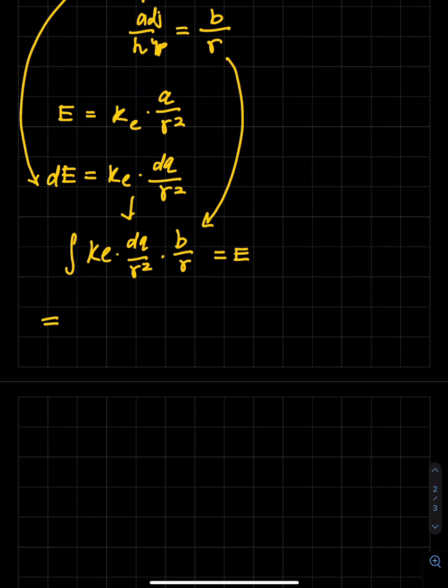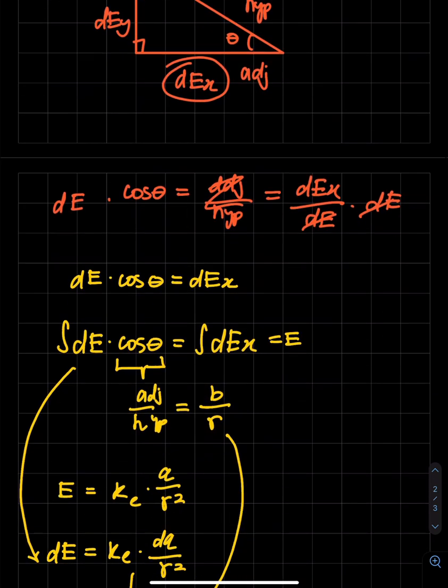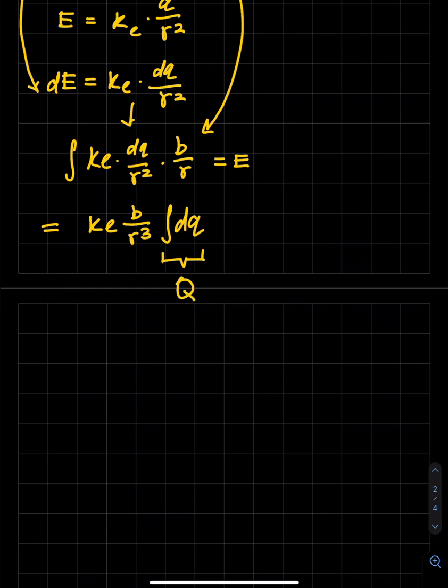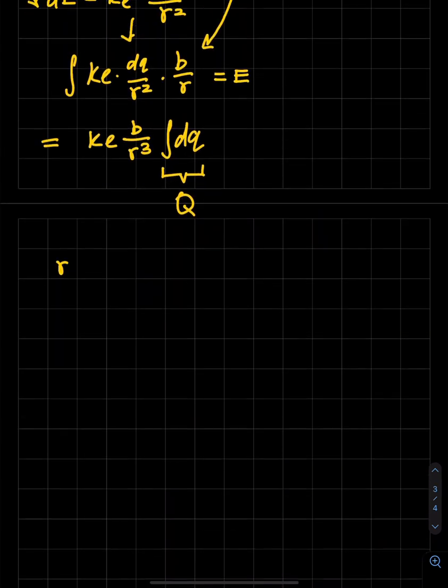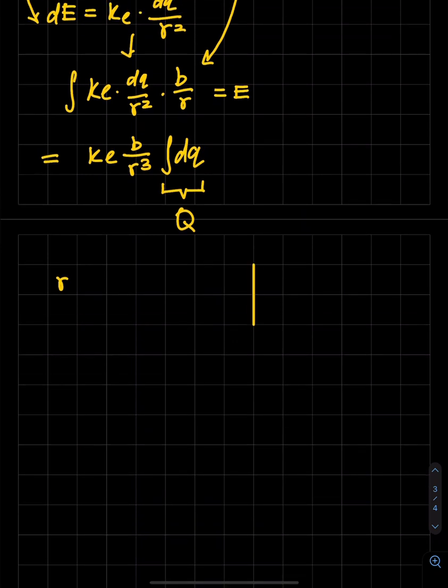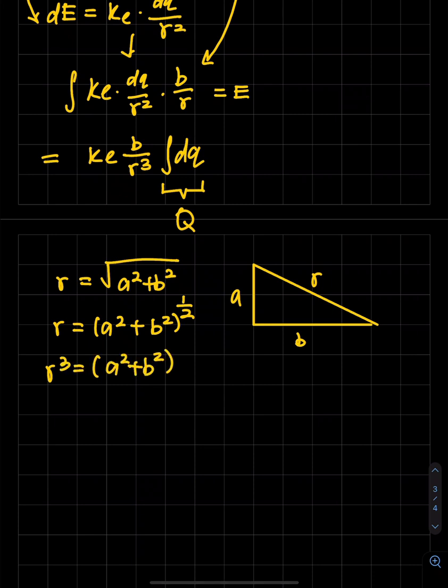So we can take away the constants, which gives k B over R cubed times dq. Now, when we integrate dq, we get the big Q because it's the summation of all the infinitesimally small q's together. Because we have different values of B, we will need to do this multiple times. We know that R is the hypotenuse, so R would be the square root of a squared plus b squared, and R cubed would be this.